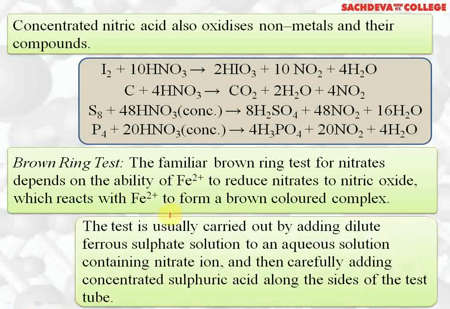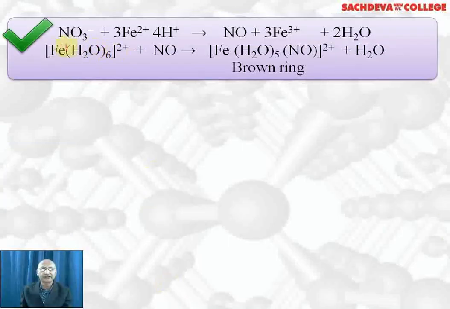This ring is formed due to a complex compound, whose reaction we will give you. The test is usually carried out by adding dilute ferrous sulfate solution to an aqueous solution containing nitrate ion and then carefully adding concentrated sulfuric acid along the sides of the test tube. This is the reaction taking place.